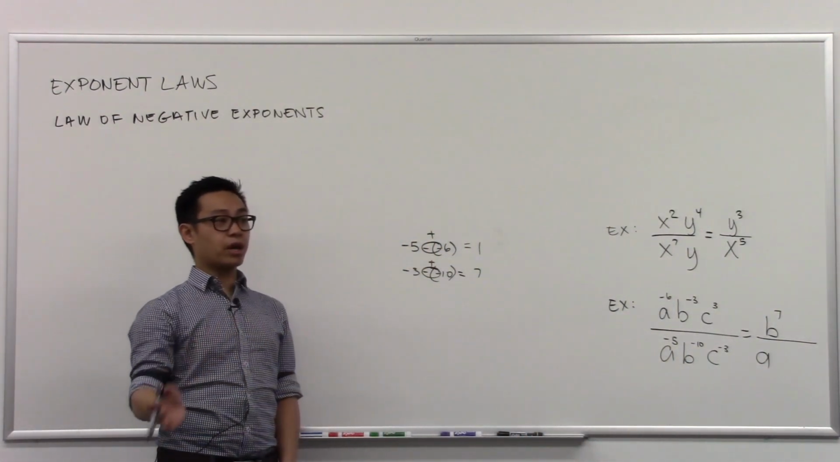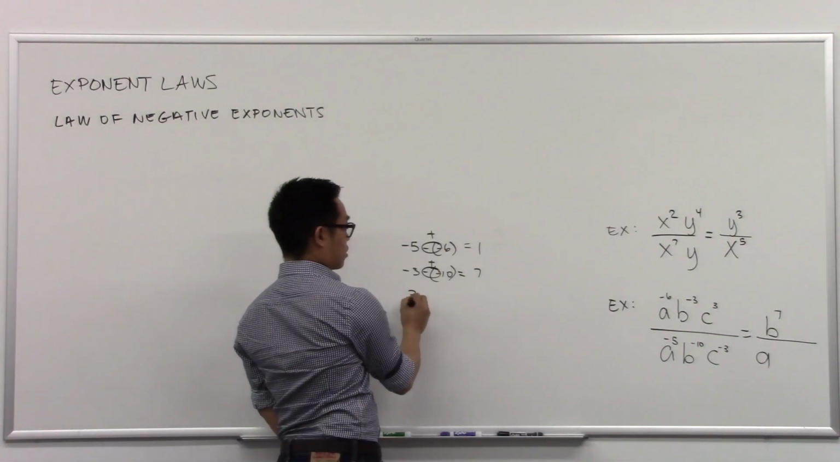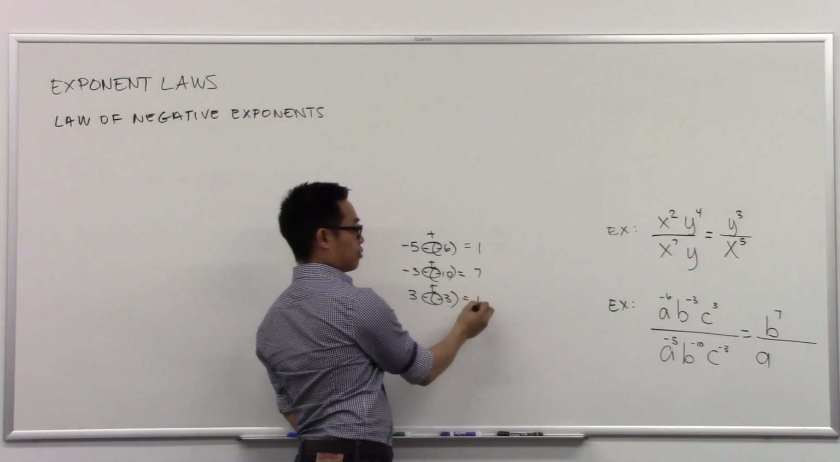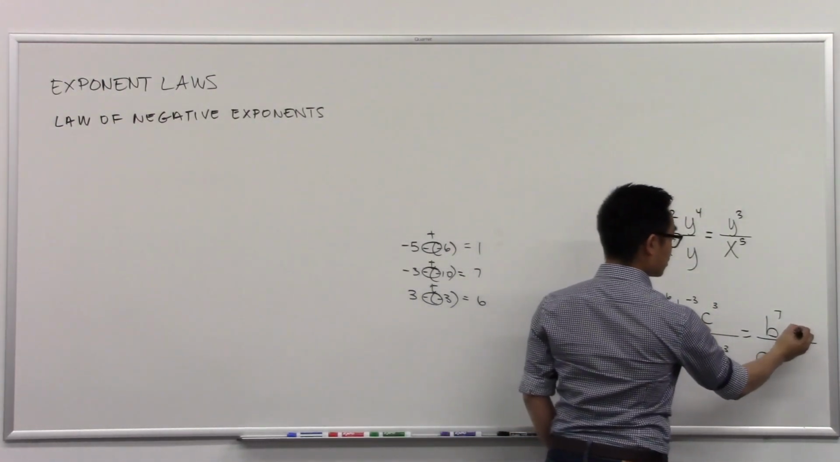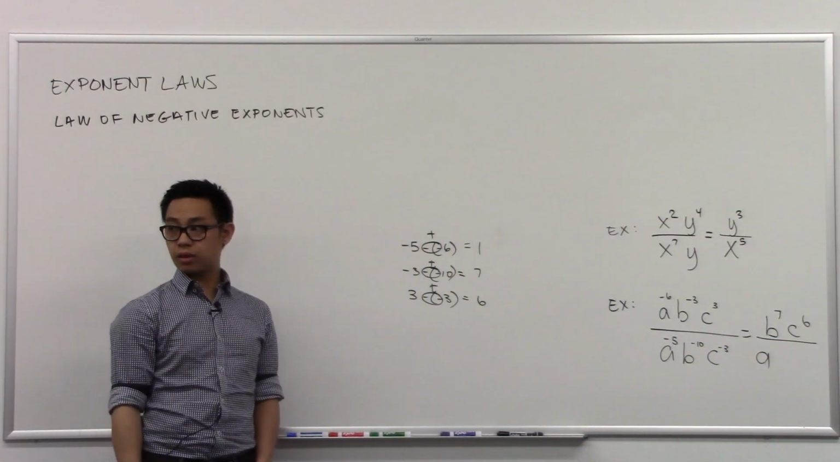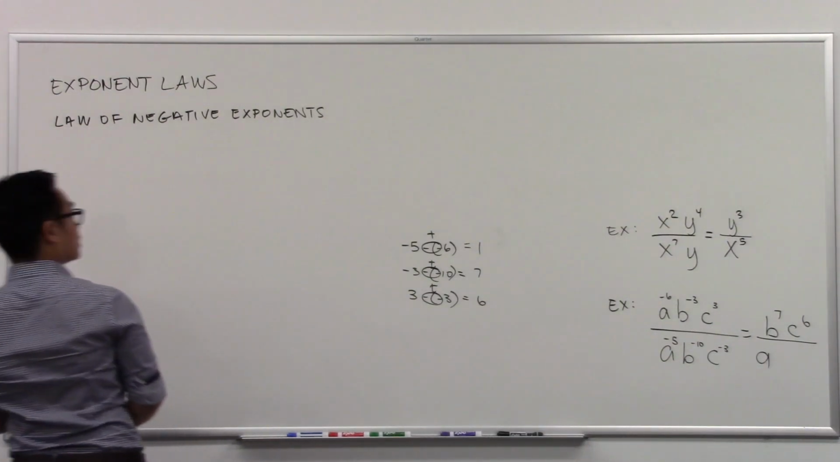Then what's larger, 3 or -3? Obviously 3. So you're really typing in 3 minus -3, which is the same as 3 plus 3, which is 6. So the answer should be c to the 6 on top. Okay. All right. That's it for basic exponent laws.